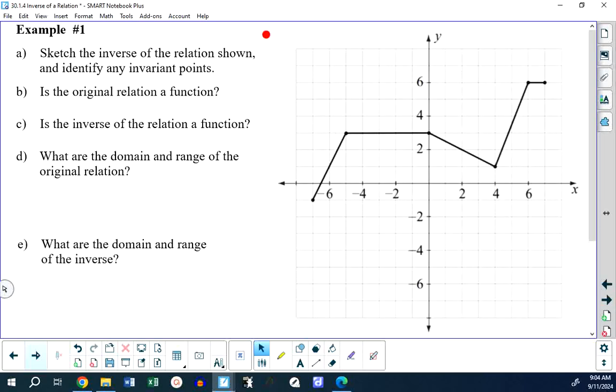So as an example here, sketch the inverse of this relation and identify any invariant points, and then we have a lot more work to do. So what we need to do is go point by point and switch the ordered pair. Switch the coordinates in the ordered pair.